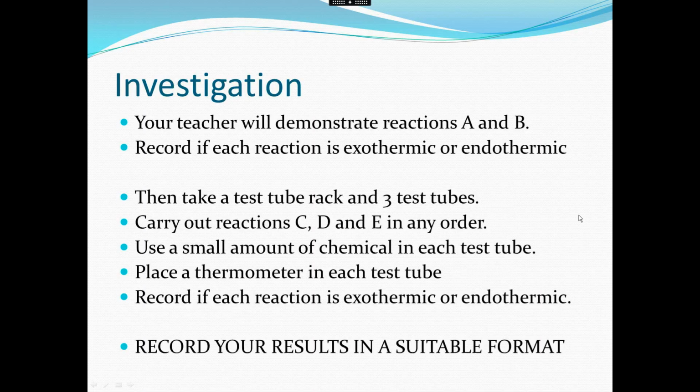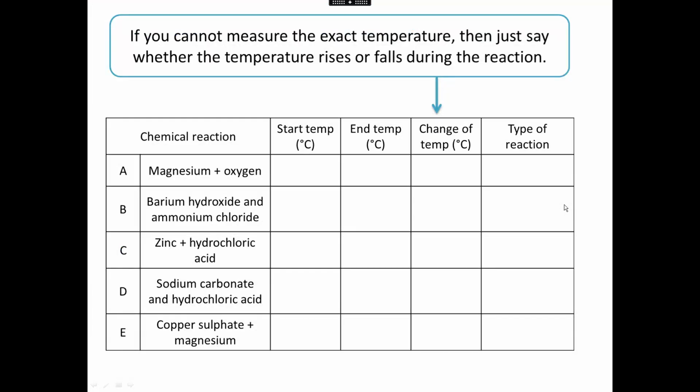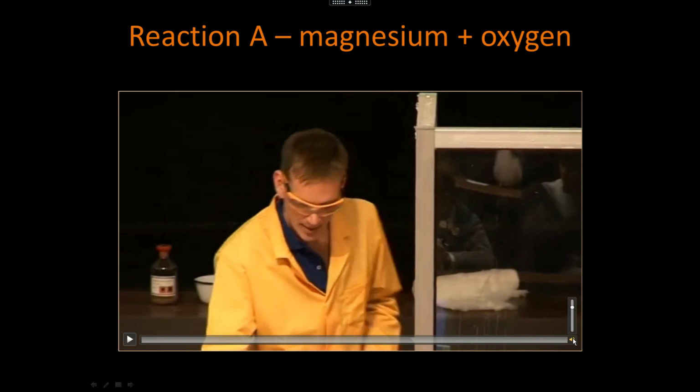Okay, now in school we would do an experiment, get you to do some investigations and measure the temperature rise. And if the temperature goes up, it's exothermic. If the temperature goes down, it's endothermic. We can't do that by video over the internet, so we're going to skip over this and have a look at the results in a minute. But here's a couple of examples of reactions.